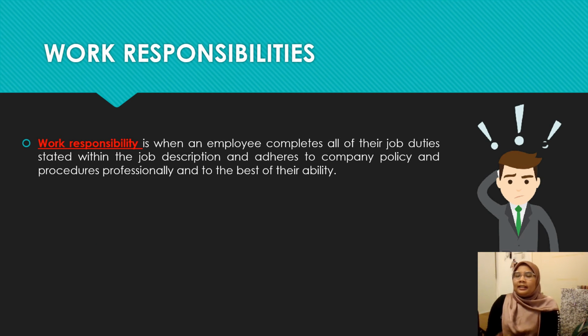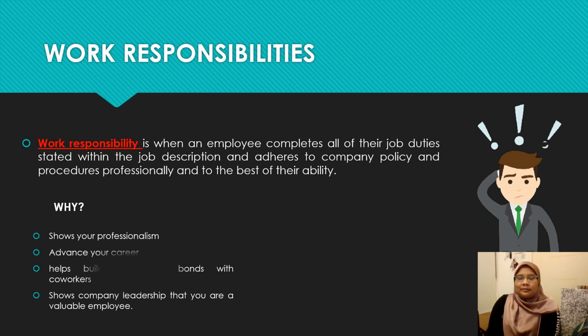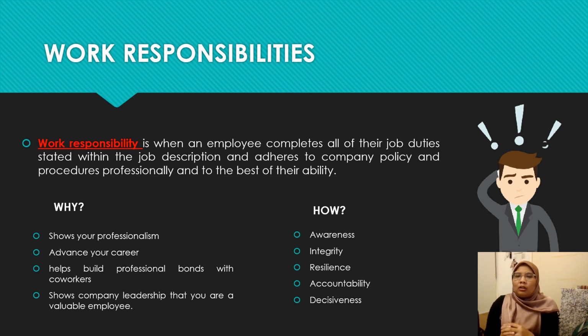First and foremost, let us get back into the definition of work responsibilities. Work responsibilities is when an employee completes all of their job duties stated within the job description and adheres to the company policy and procedures professionally and to the best of their ability. The simplest analogy I could suggest would be assignments. By doing the assignment with the best effort we can according to the question requirements, we are actually fulfilling part of our responsibility as a student. The same concept applies when we take a step into a real-life working environment.